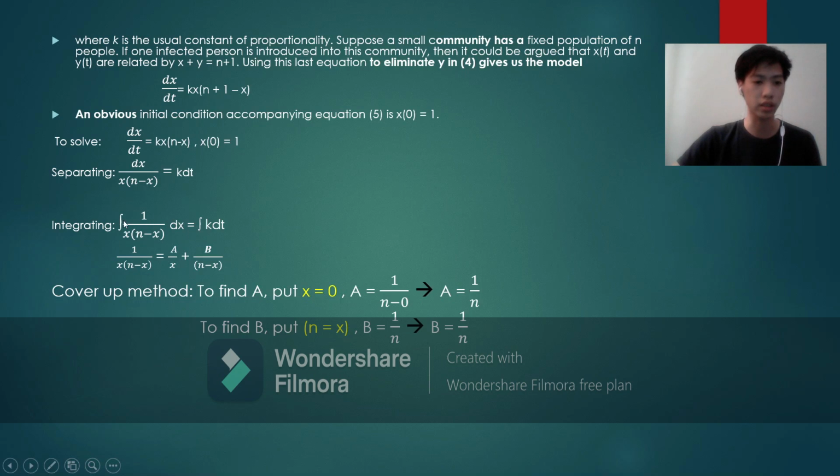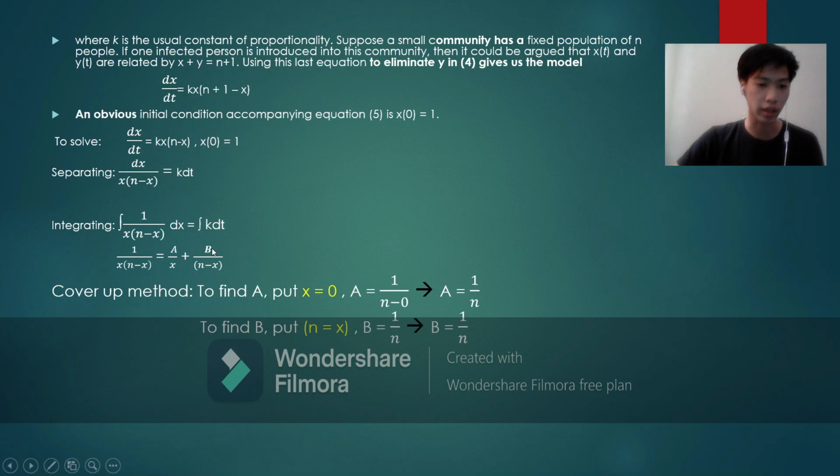So we can write this expression as 1 over x(n minus x) equals a over x plus b over n minus x. So we can use the cover-up method to find a. Simply, we cover this x and put x equal to 0, which means a is equal to 1 over n minus 0. Then simply a is equal to 1 over n.